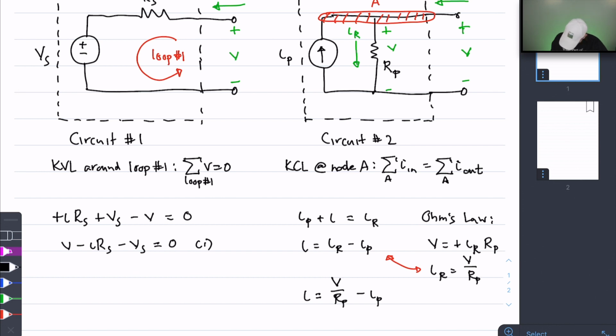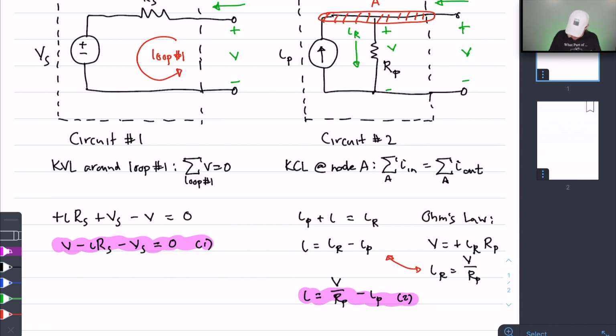This equation is important enough to number as well. This is going to be my equation 2. Now, notice that these two equations, equation number 1 and equation number 2, apply to separate circuits. They're not the same circuit. Equation 1 only applies to circuit number 1. Equation number 2 only applies to circuit number 2. However, since we are forcing these two circuits to be equivalent circuits, the I's and V's in equation number 1 and equation number 2 are the same values, they're the same variables.